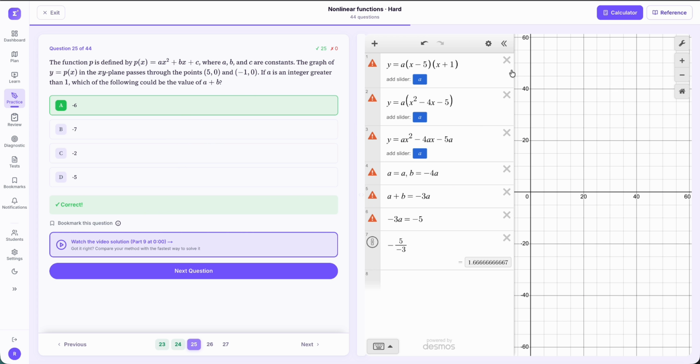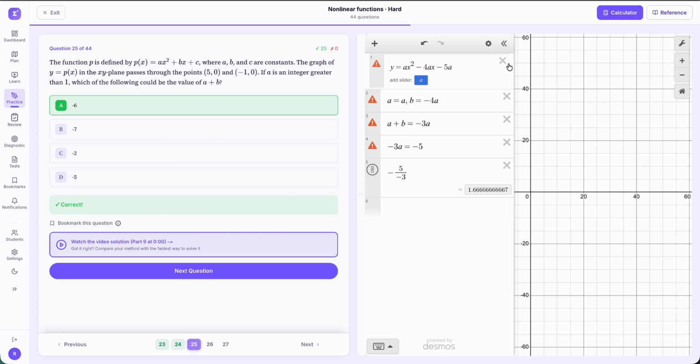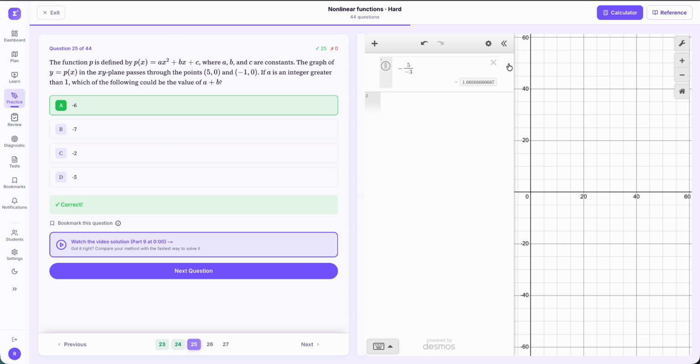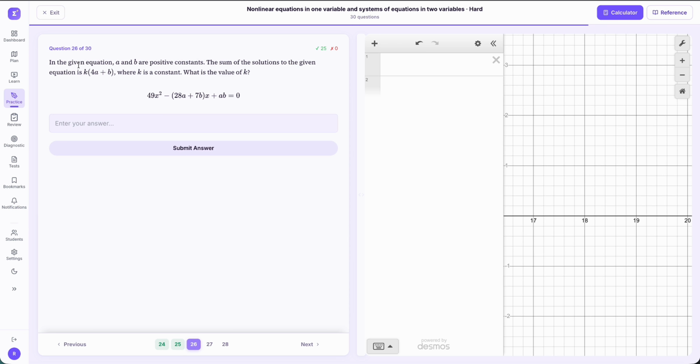And that one's not too bad, honestly. So just make sure you know your quadratic forms, to know you have to start in factored form there. All right, next one. In the given equation, a and b are positive constants. The sum of the solutions to the given equation is k times 4a plus b, where k is a constant. What is the value of k?